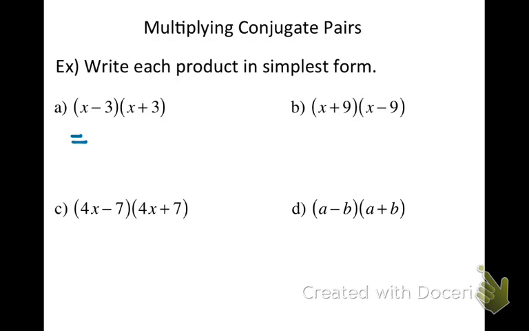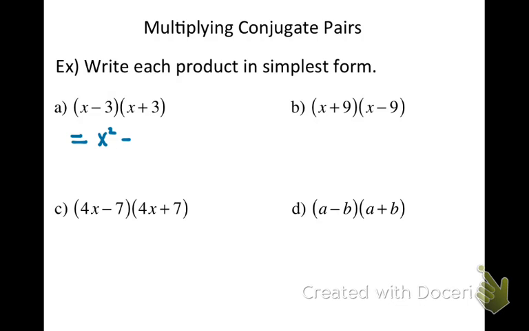Whenever you multiply these things, we're going to have an x times an x, and that's going to give us x squared. But notice that we're going to multiply an x times a positive 3 and an x times a negative 3. If we add those things together, they're going to cancel out. So we're not even going to worry about those middle terms.